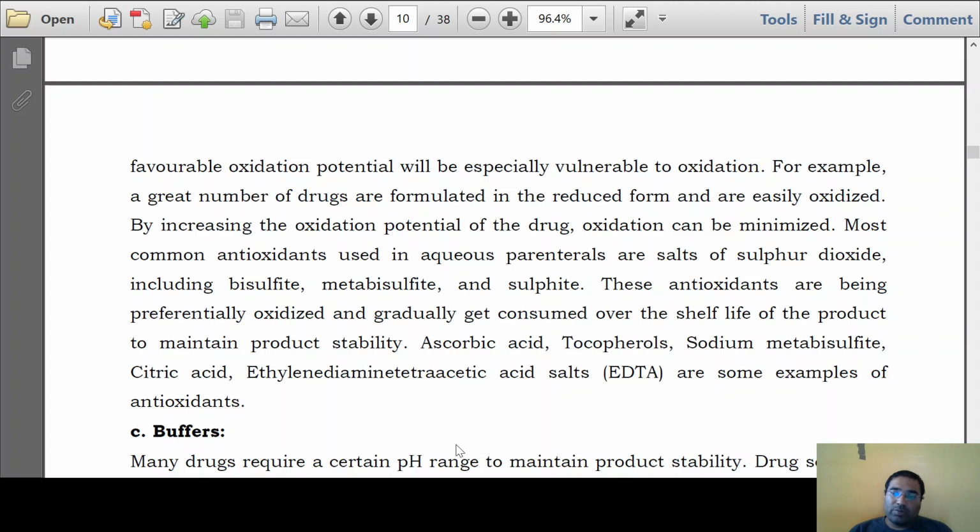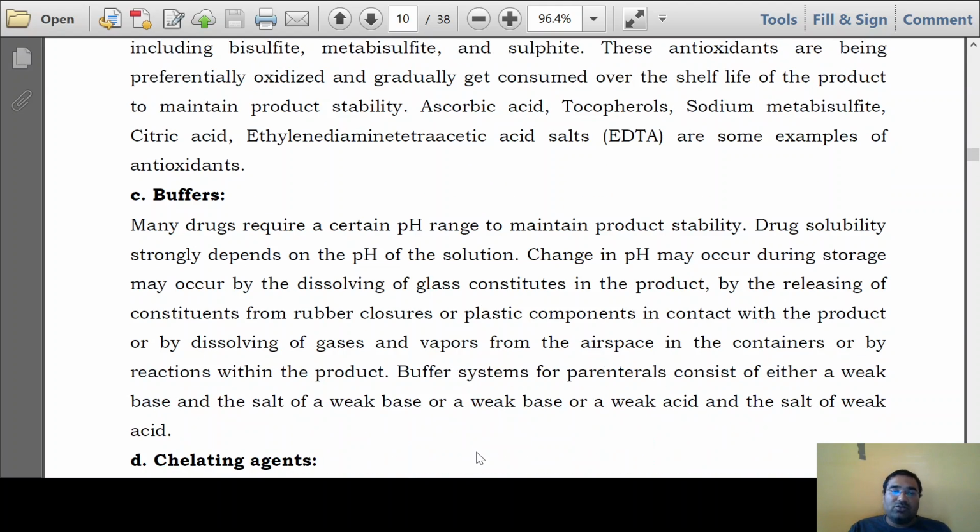Ascorbic acid, tocopherol, sodium metabisulfite, citric acid, and ethylenediaminetetraacetic acid, that is EDTA, are some common examples of antioxidants. The next, buffers. As you know, buffers are used to maintain the pH. Many drugs require a certain pH range to maintain product stability.